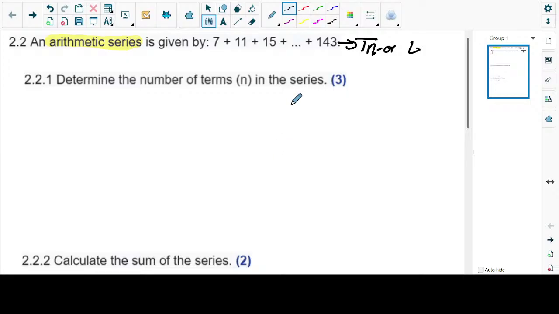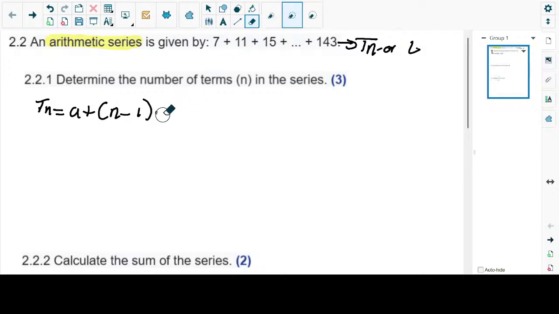So they already told us it's arithmetic. Now, what should learners remember about arithmetic? We start doing it in earlier grades. It is the one that increases by the same number or decreases by the same number. Here are the formulas we need to know about arithmetic. They are in the information sheet. Tn equals a plus (n minus 1) d. This one is for determining the general term.